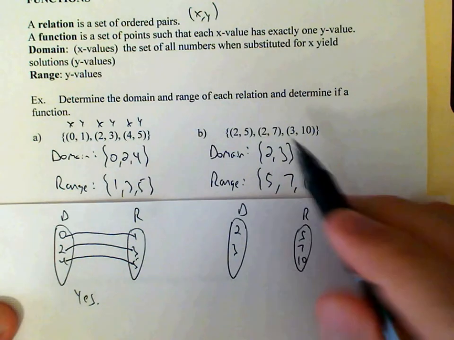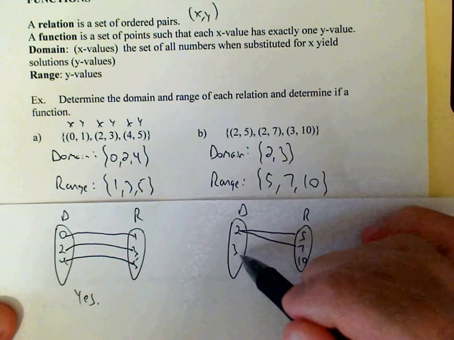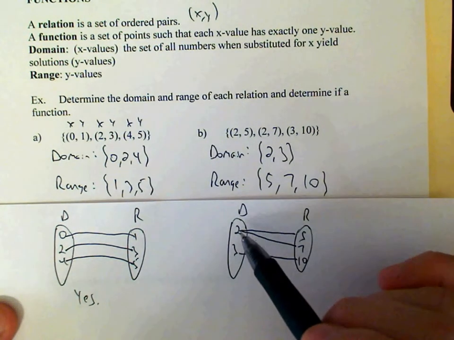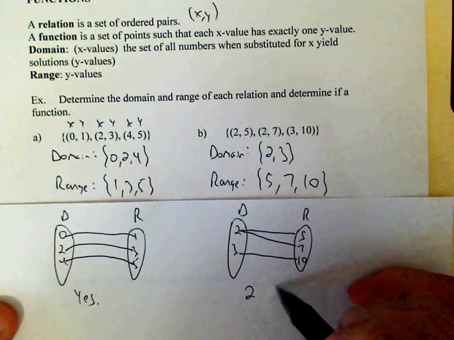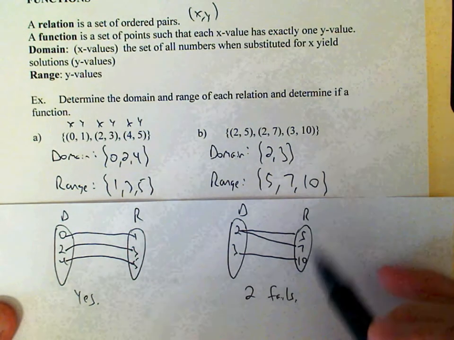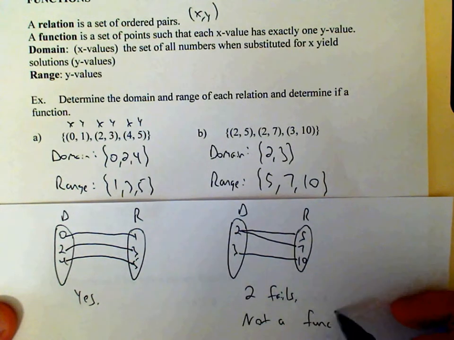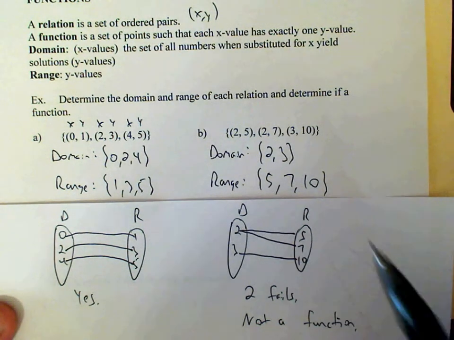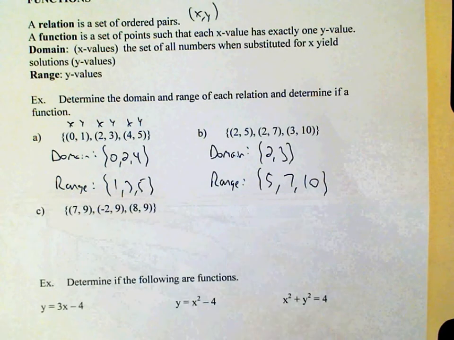Now the 2 corresponds to 5, it also corresponds to 7. And 3 corresponds to 10. But take a good look at this. See this 2 right here? It doesn't have exactly one y value. In fact, it has 2 different y values. Because the 2 fails, because there's more than one y value, this is not a function. Remember, each x can only have one y. This is showing the 2 having 2 different y's. It's just a definition. There's no work involved. Keep that in mind.